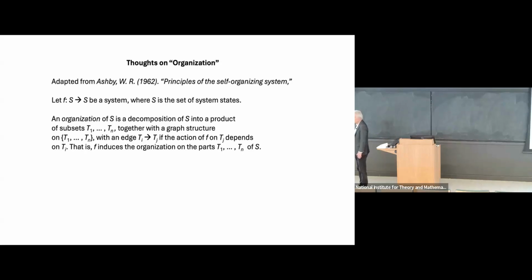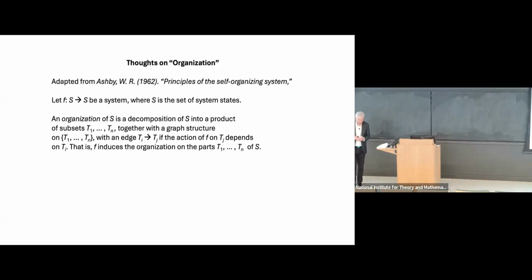So for him, a system is a set. It's a set of states of that system, and you have a function that takes a state and transforms it into another state. So very, very general. And for him, an organization is a decomposition of this set of states S into a product of subsets, which he calls the parts. So a finite number of parts that he puts together.